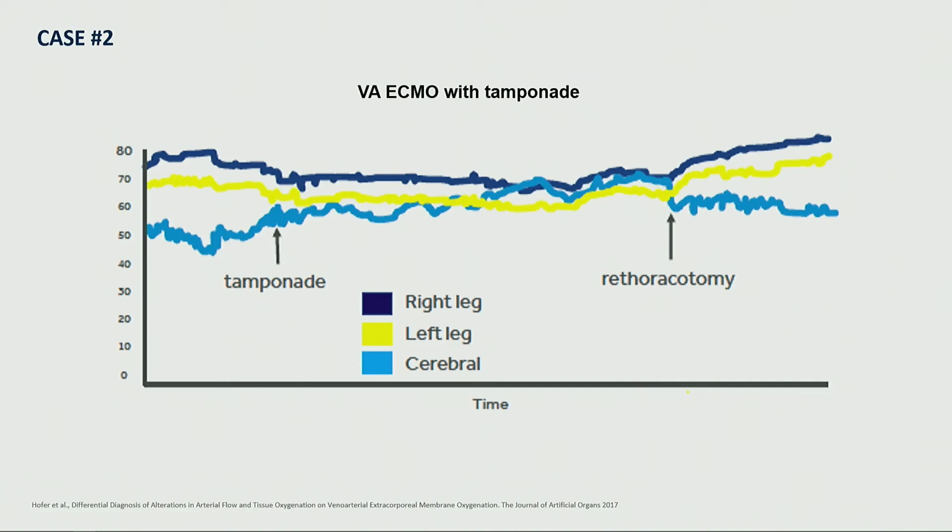So this is right leg in dark blue, left leg in yellow, and then the light blue is a cerebral NIRS. What is happening here is that at some stage after cardiac surgery, everything looks okay. Then there's a tamponade, and because of the tamponade, the venous side of the cerebral oxygenation has been impaired in terms of oxygen extraction. So the cerebral oxygenation has paradoxically gone up, and that has prompted the users to further investigate this.